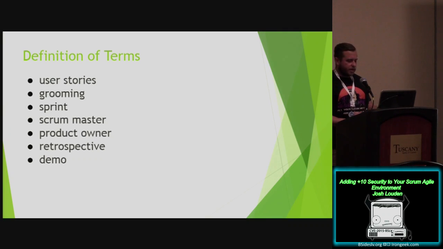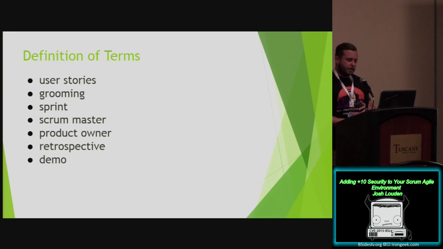Sprint is a length of time to complete various tasks, 1 to 3 weeks. A Scrum Master is an individual who oversees the project and guides the teams through the Scrum process and removes any blockers. If someone has an issue with a task not being completed, this is the person that should help them do it. A product owner, that's the person that owns the product.